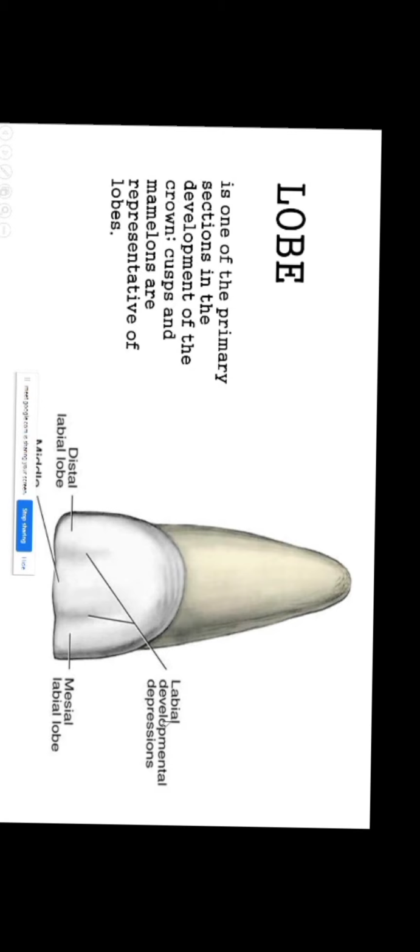In between the lobes, you have depressions. Can you see that you have a depression? One lobe, depression, then another lobe, another depression, and another lobe. It's good to note that the middle lobe is the largest lobe. Again, the middle lobe for the anterior is the largest lobe. These are lobes.